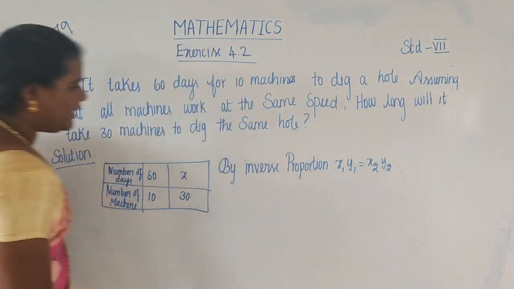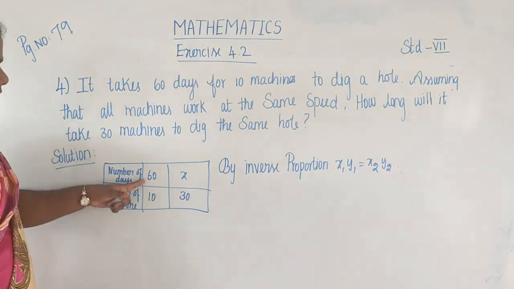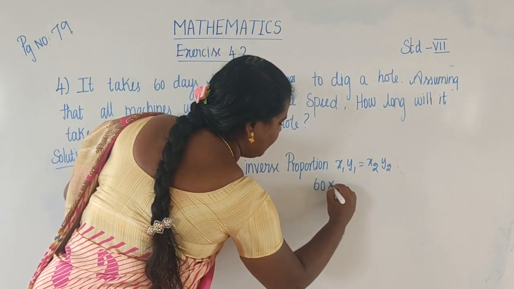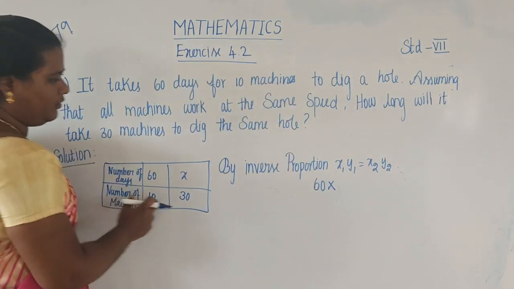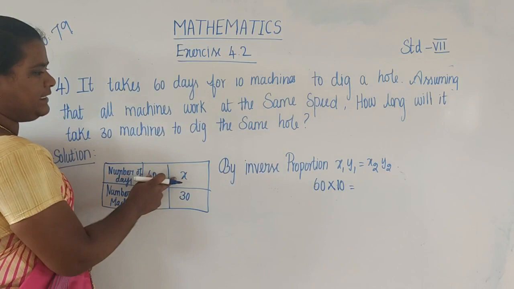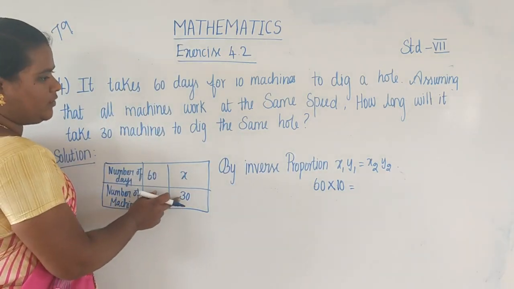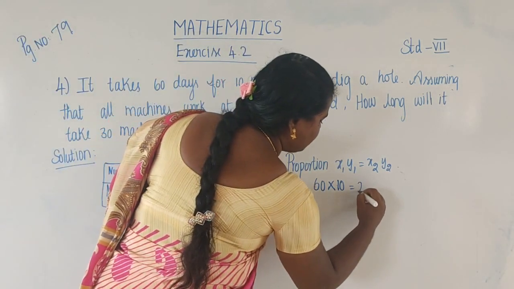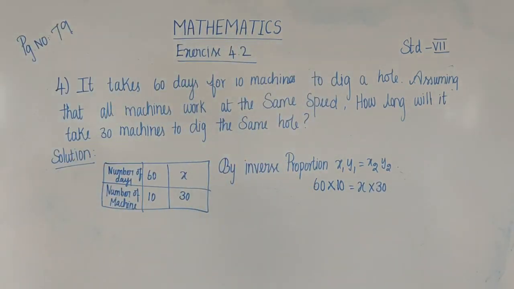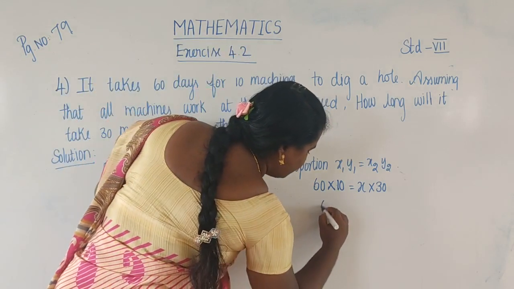Good. And where is x1? x1 equals 60, multiplied by y1 equals 10. Next, x2 equals x and y2 equals 30. So x multiplied by 30. Students, multiply and say the answer. 60 into 10, good, 600.